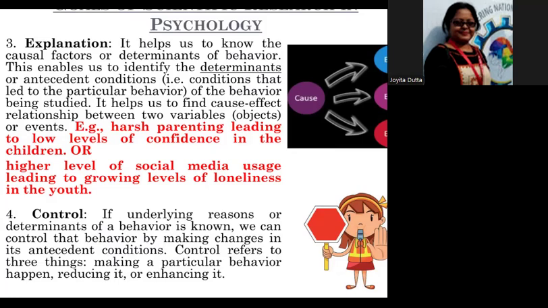So when you are trying to put this up, you are giving a determinant, you are identifying the causes, the conditions, the antecedent conditions for the behavior that is being studied. So there is a cause-effect relationship. There are two variables, an independent variable and a dependent variable. Okay. So the variables come into play. Next is control. If the underlying determinants of a behavior are known, we can control that behavior by making changes in its antecedent conditions.